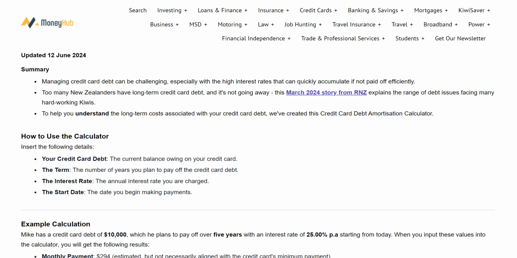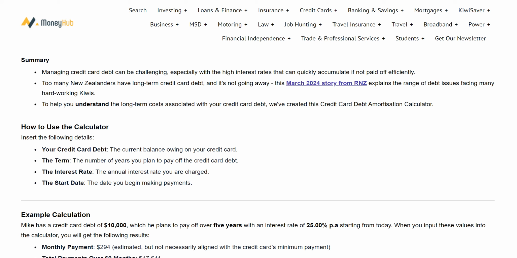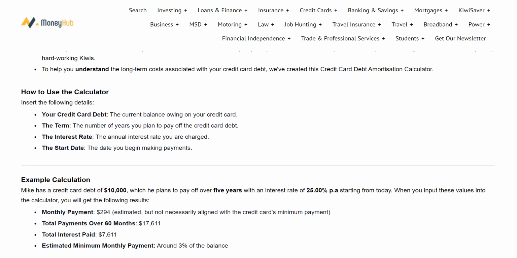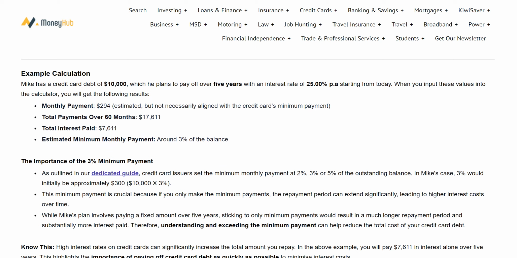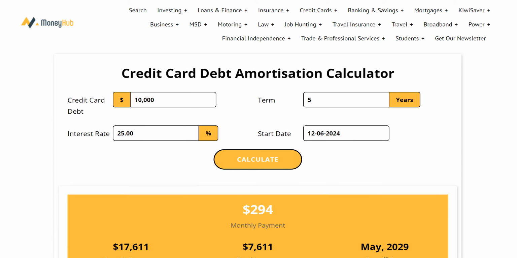So the purpose of this is to really show what the cost of having credit card debt not being repaid is. We know that there's many billions of dollars sitting in credit card debt. We see it on Stats NZ's data, and we just want to encourage people to pay it off, but we want to visualize exactly the cost of it for each person's debt.